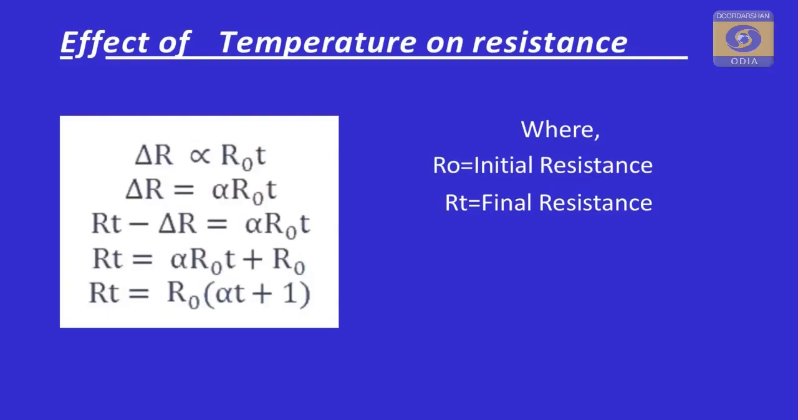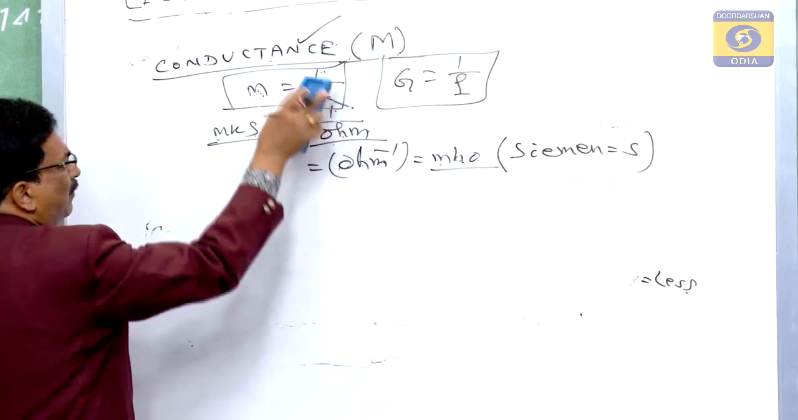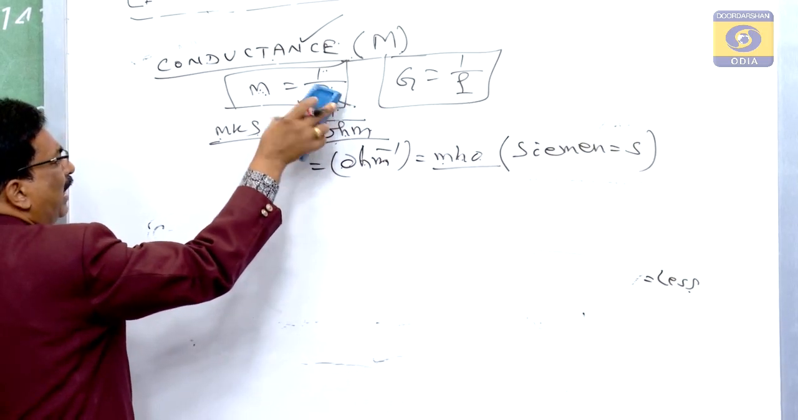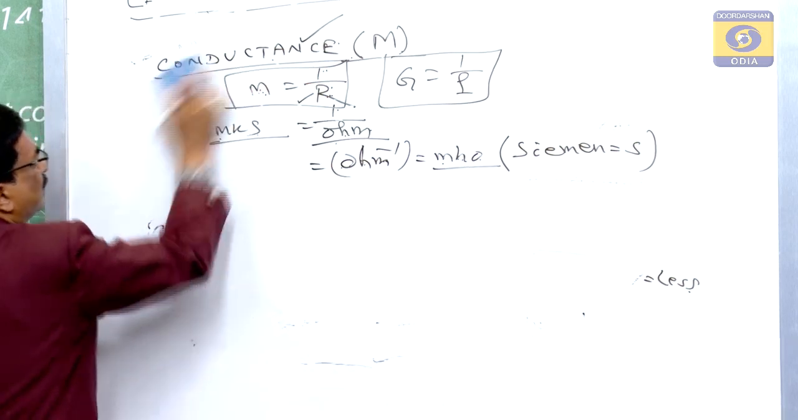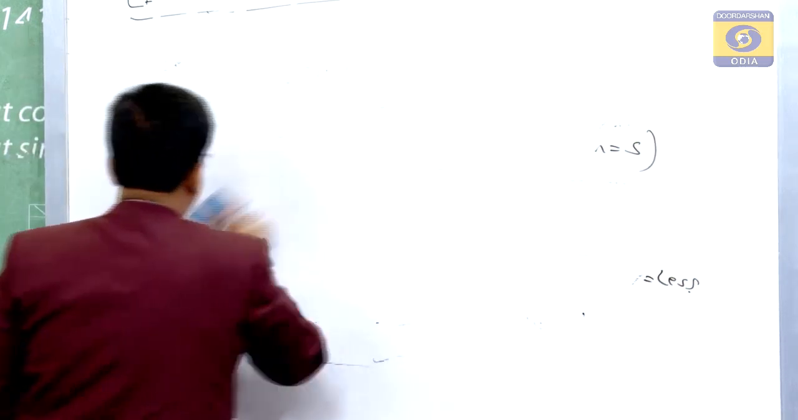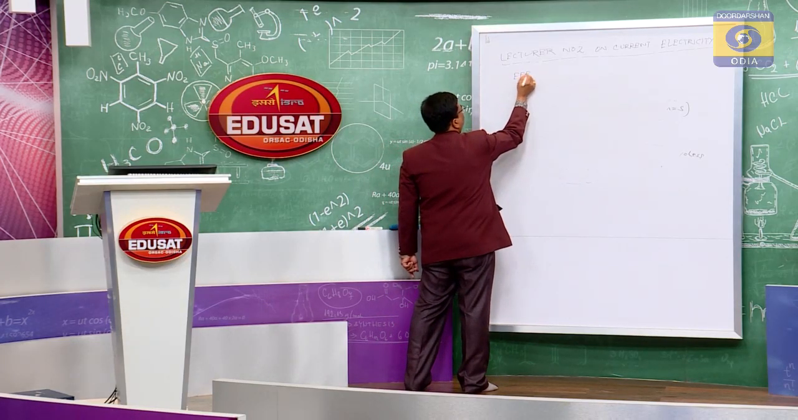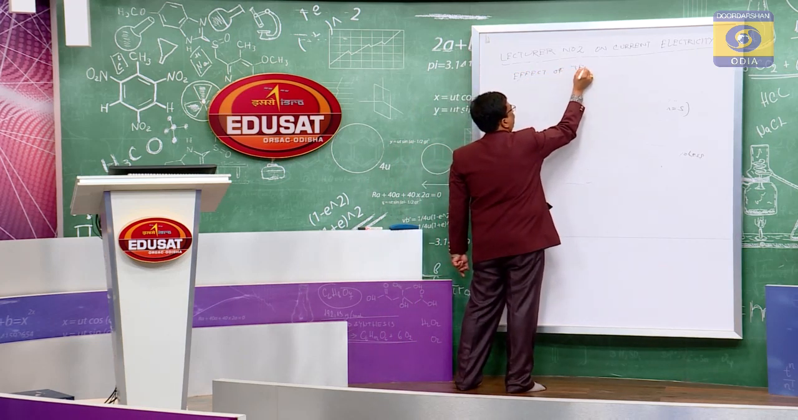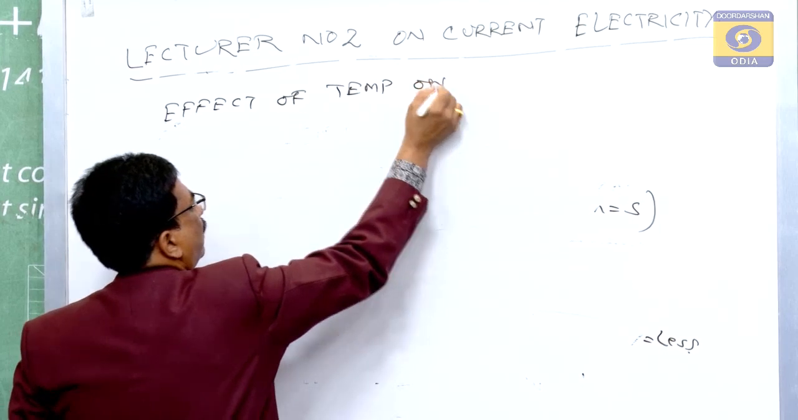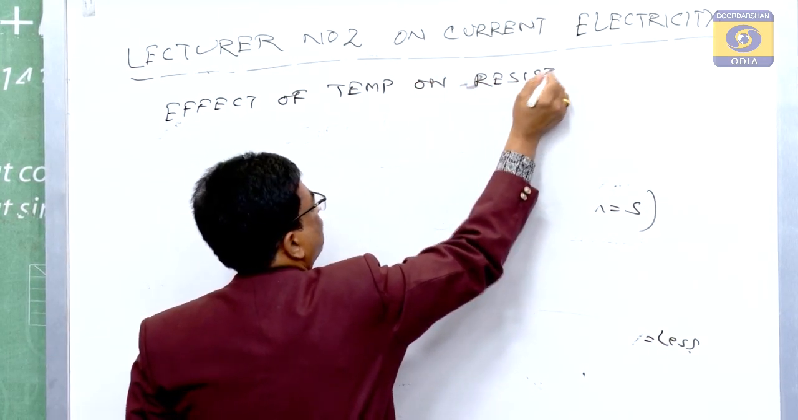Next we will go for the effect of the temperature on resistance. So this is the unit. You can also find out its dimension, means whatever the dimension of R, it is to the power of minus 1. If you take it for the whole one, then that is the conductance. Next very important one is the effect of temperature on resistance or resistors.